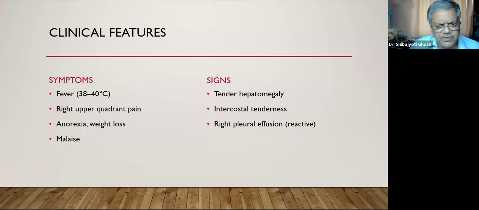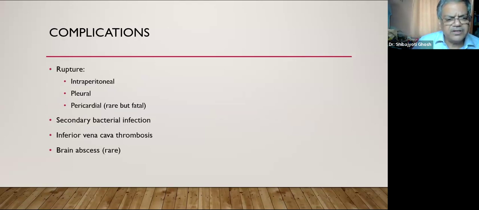Clinical features, symptoms and signs are more or less similar to the pyogenic liver abscess. Same thing: fever, right upper quadrant pain, anorexia, weight loss, malaise, and signs of tender hepatomegaly, intercostal tenderness, pleural effusion. Complications are also similar. It can rupture into the peritoneal, pleural or pericardial space, but that is rare, and if so, it is very fatal. Secondary bacterial infection is common, and inferior vena cava thrombosis can also occur. It can also metastasize into the brain, but of course this is rare.